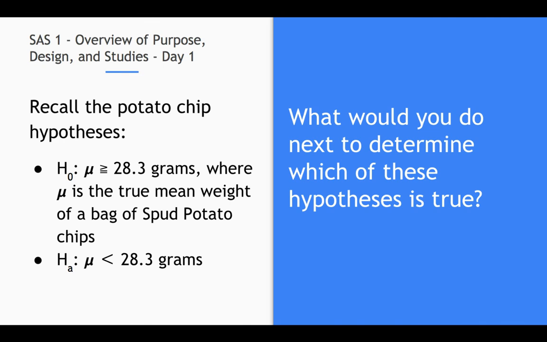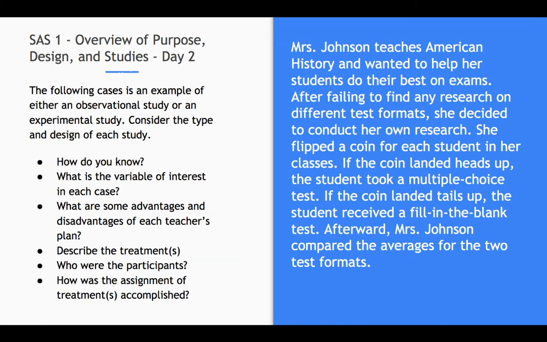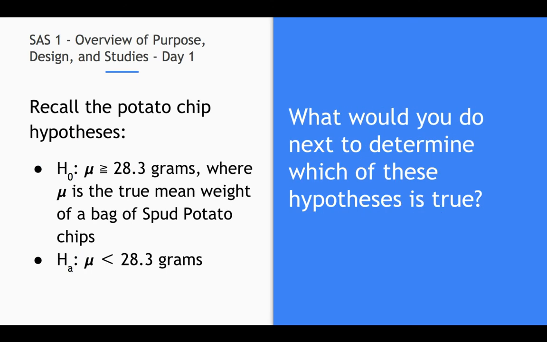The null hypothesis means mu is greater than or equal to 28.3 grams, where mu is the true mean weight of a bag of spud potato chips. And the alternative is that mu is less than 28.3 grams. What would you do next to determine which of these hypotheses is true? All right, I can go back to that.